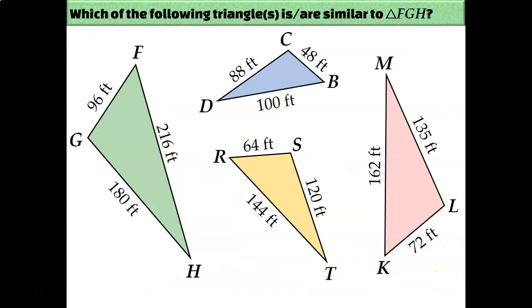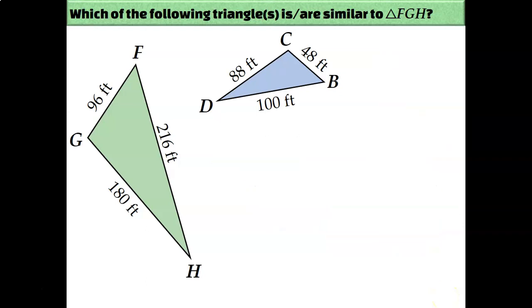For our final example, we're going to determine which of the triangles on the screen are similar to each other by comparing their corresponding sides. Let's start by comparing triangle FGH and triangle BCD. In order to determine whether or not these triangles are similar, I need to compare each of their corresponding sides and reduce each of those ratios to show that they're equal. If they're not equal, then the triangles aren't similar.